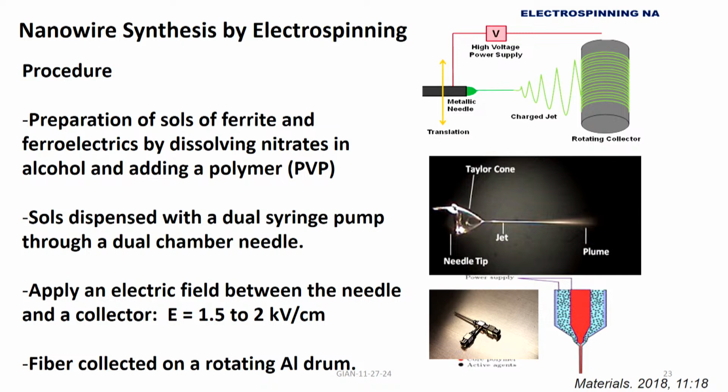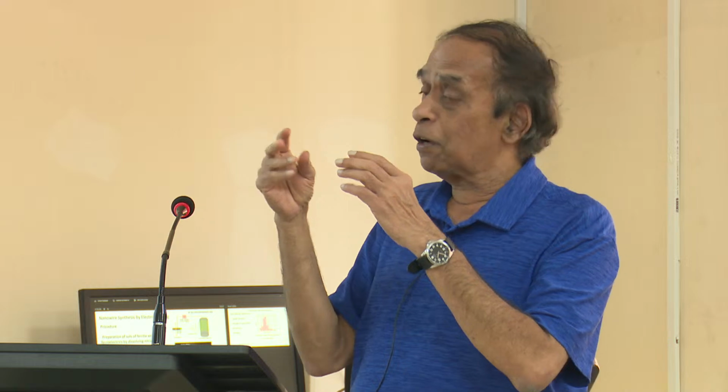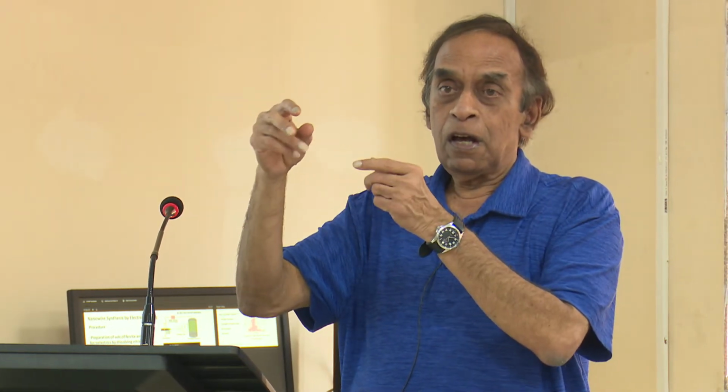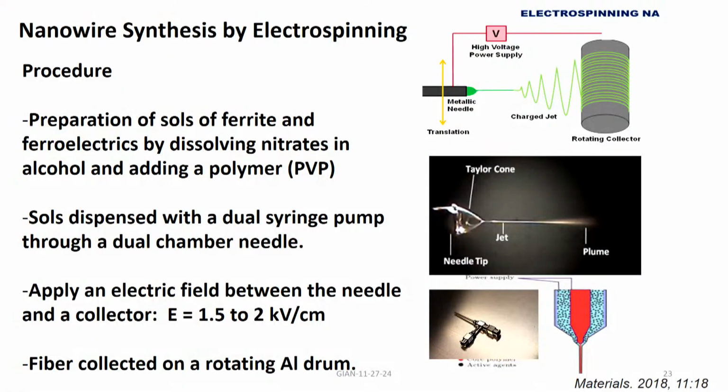So you take the sol and then load it onto 2 separate syringes. Then the 2 syringes are loaded onto a syringe pump. The syringe pump has either 1 syringe or 2 syringes, and you can set how fast you want to dispense the 2 sols, and the end of each syringe is connected to a stainless steel needle. The needle itself has dual chambers.